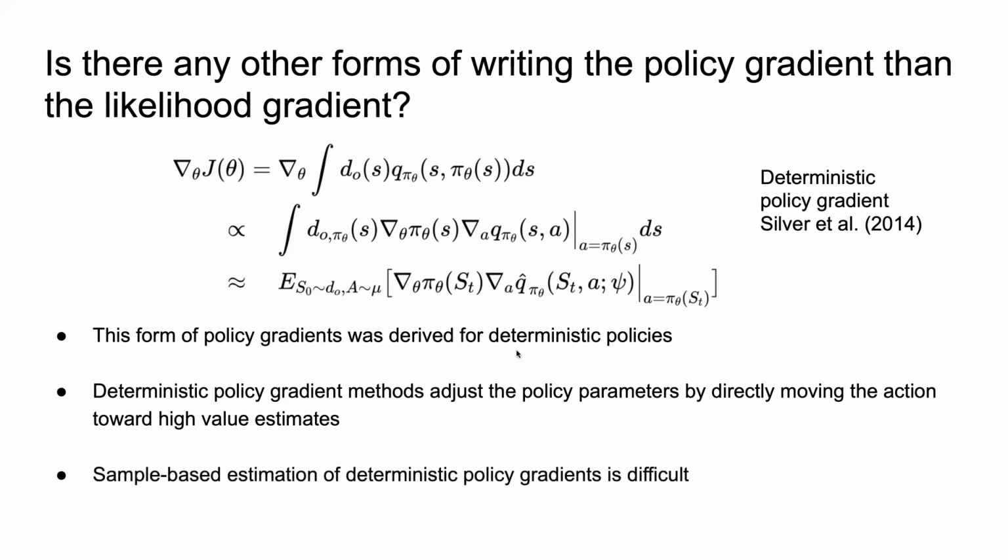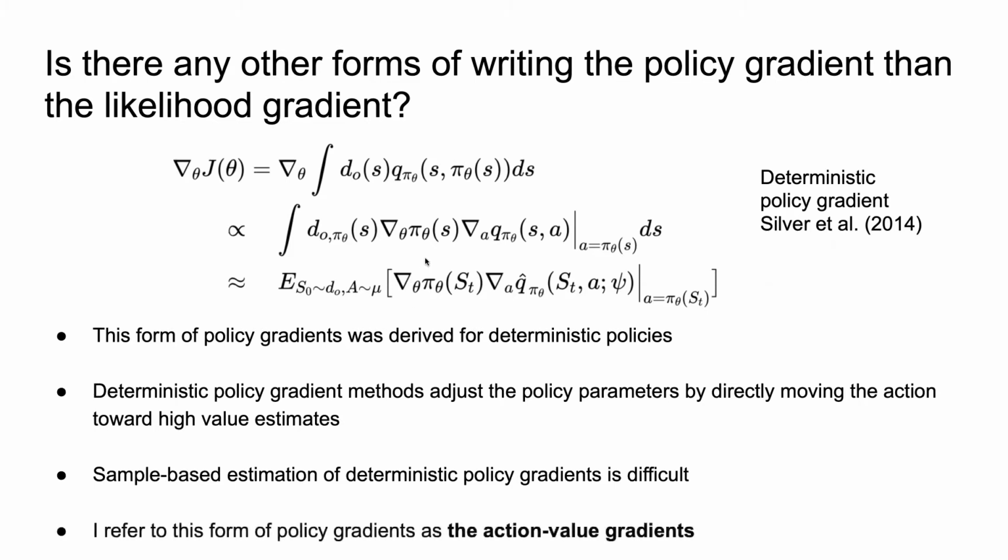The issue is that this is derived for deterministic policies, for which a sample-based estimation is a bit difficult. So that's one issue. Now I'm going to refer to this form of policy gradient as the action value gradients. Okay, so these are action value gradients. They do not take likelihood gradients.